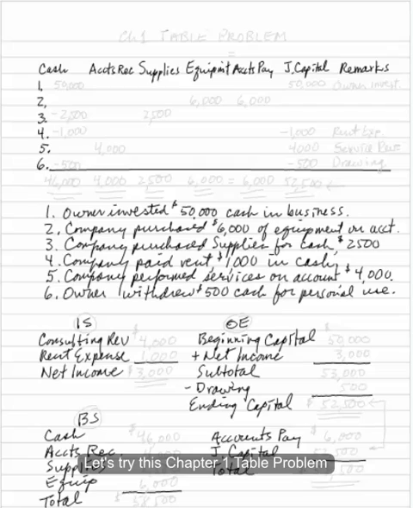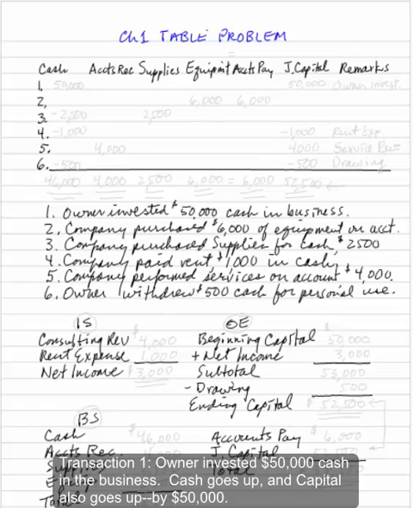All right, let's try out a Chapter 1 table problem. This problem we're going to take a look at is what I would call a table problem, and this is the goal of Chapter 1, to be able to do a problem like this. I've created a nice short one here, but it is very comprehensive because you're recording the transactions and then creating an income statement, owner's equity, and balance sheet.